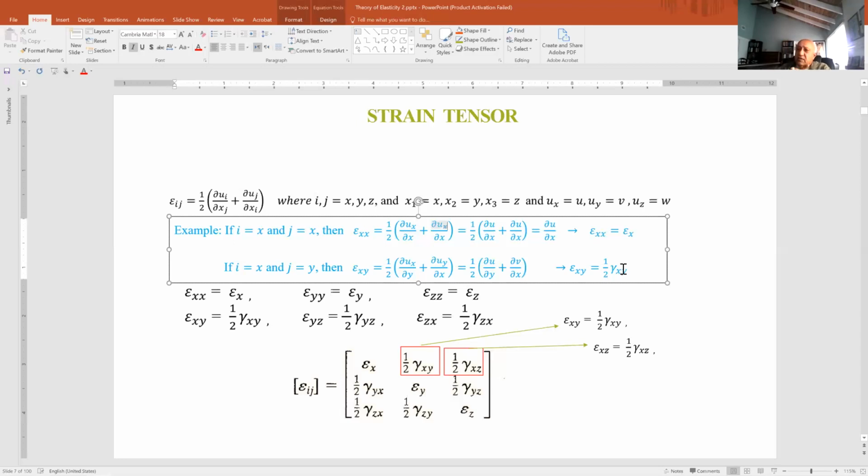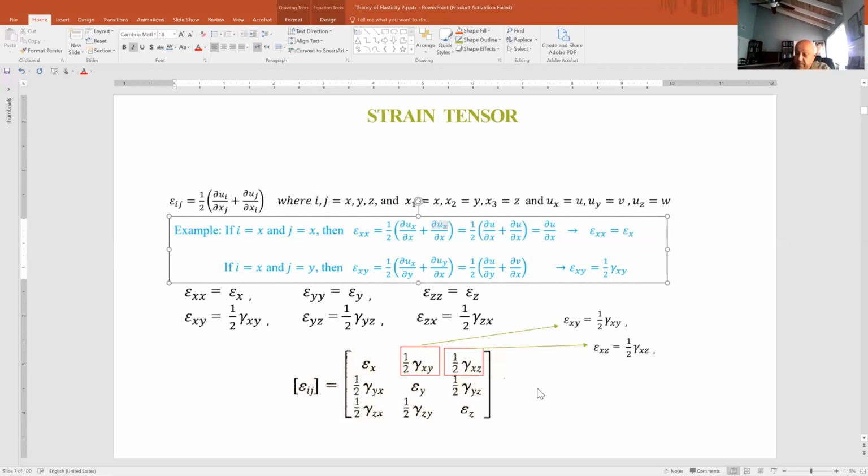So if we want the same rule of transformation applied for the strain, we have to make the strain matrix as shown in the bottom. Normal strains are as they were before, epsilon x, epsilon y, epsilon z do not change. But the shear strain in this matrix should be replaced with 1/2 of the shear strain. If we put them in this fashion, then it can be shown easily that the strain as well follows the same rule of tensors of second order.